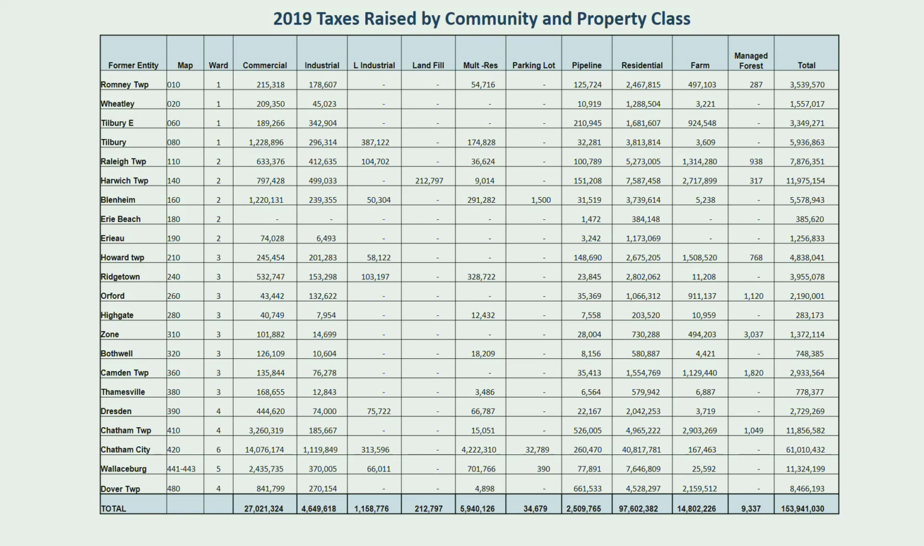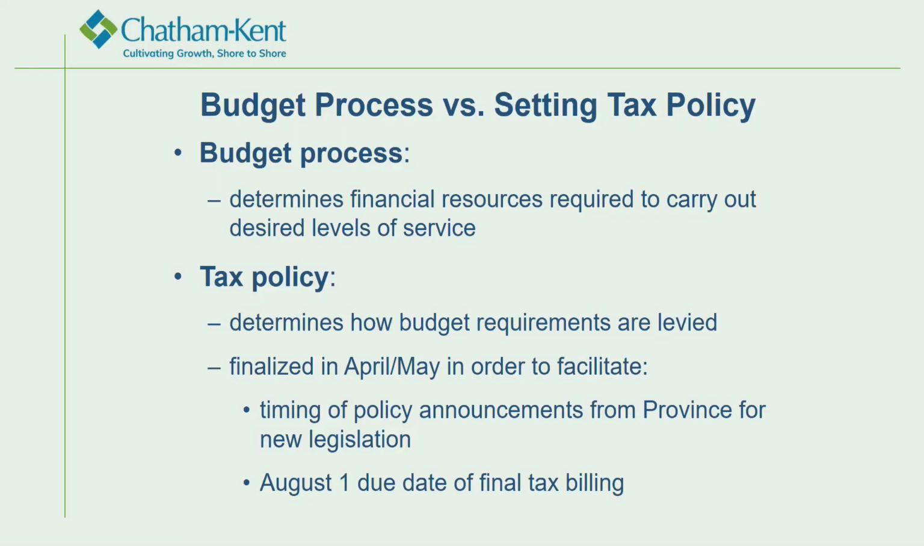And this slide's even harder to read, but what it does is it highlights the amount of taxes collected based on the property class within the pre-amalgamated communities. The budget process determines the total property taxes required, also known as the tax levy, while tax policy dictates how much is being collected from each property class. Or in other words, budget bakes the pie, tax policy slices the pie.